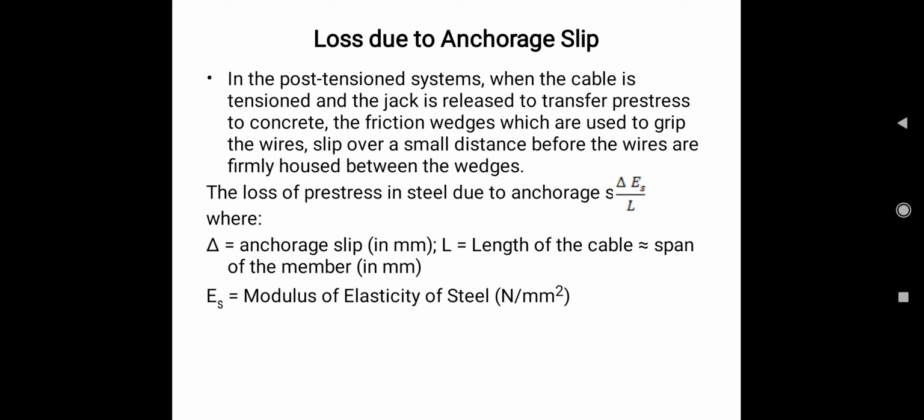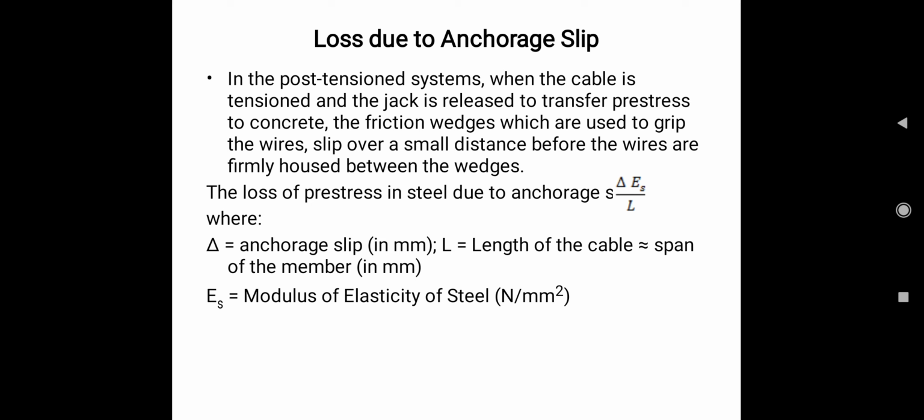This loss occurs only in post-tensioned members, because in post-tensioned members, first the concrete member is casted and allowed to gain its strength, and then the cables are passed through the ducts which are formed in the concrete, and then it is anchored. So while anchoring post-tensioned members, there may be slippage of the anchoring system. Due to this slippage, there is a loss of pre-stressing force.